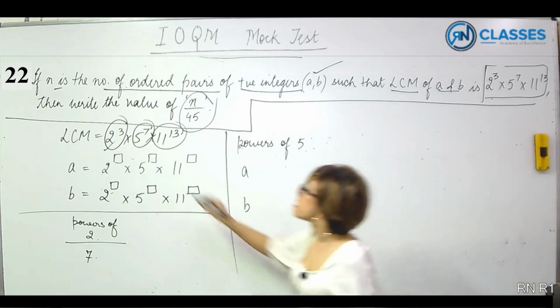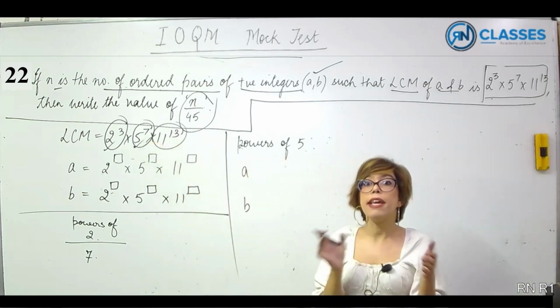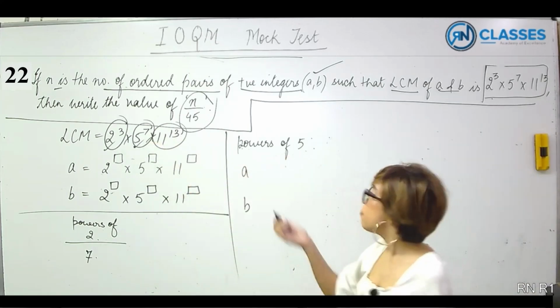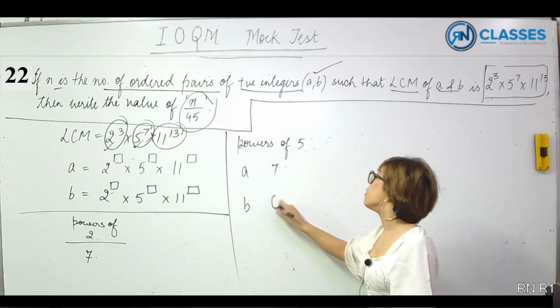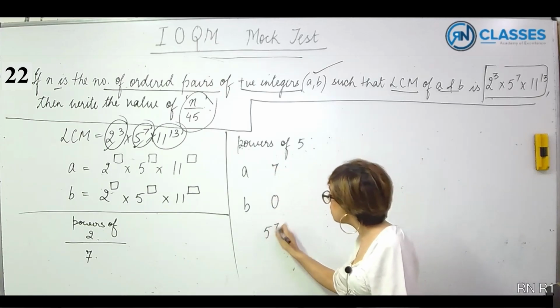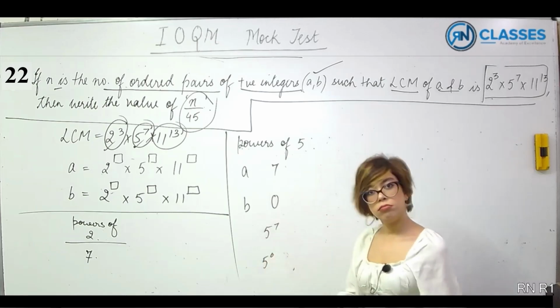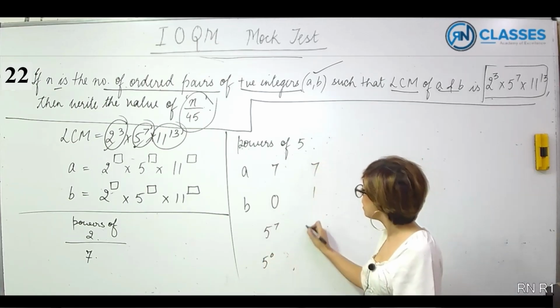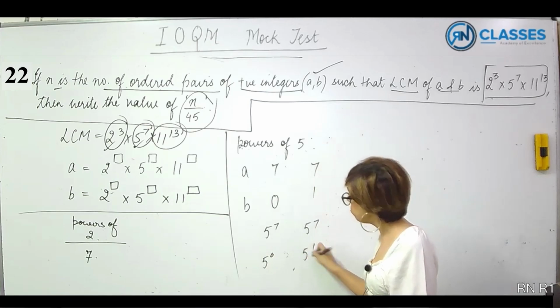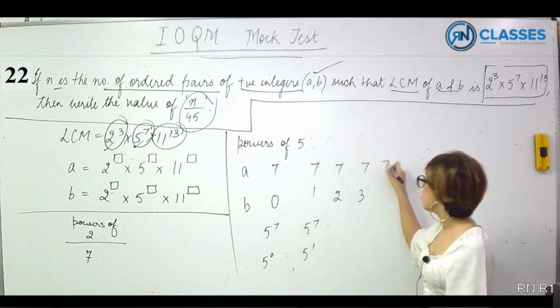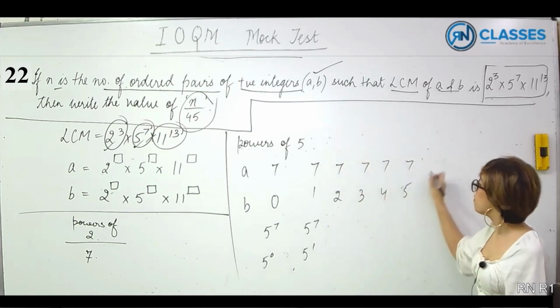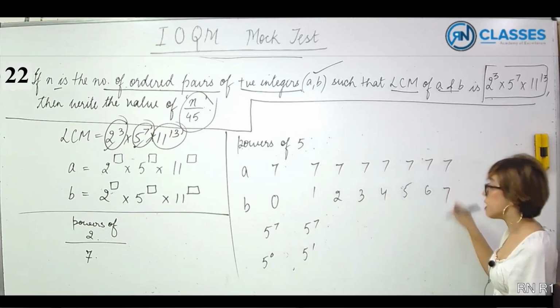Now he says my LCM has 5 raised power 7. That means the highest of the powers is 7. Right? Maybe A has 7. Corresponding to this, maybe the power here is 0. So that means 5 raised power 7, 5 raised power 0. Another case, 7 and 1. As in 5 raised power 7, 5 raised power 1. Right? Next 7, 2, 7, 3, 7, 4, 7, 5, 7, 6, 7, 7.